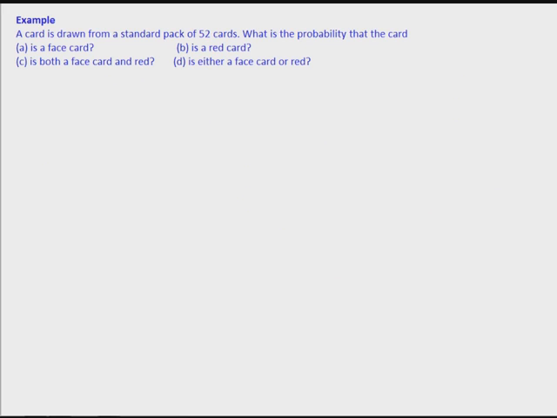A card is drawn from a standard pack of 52 cards. What is the probability that the card is a face card? So let's call the event F for face card. The face cards are King, Queen, and Jack. And there are 4 suits, so there are 12 face cards in all. So the probability of a face card is 12 over 52.